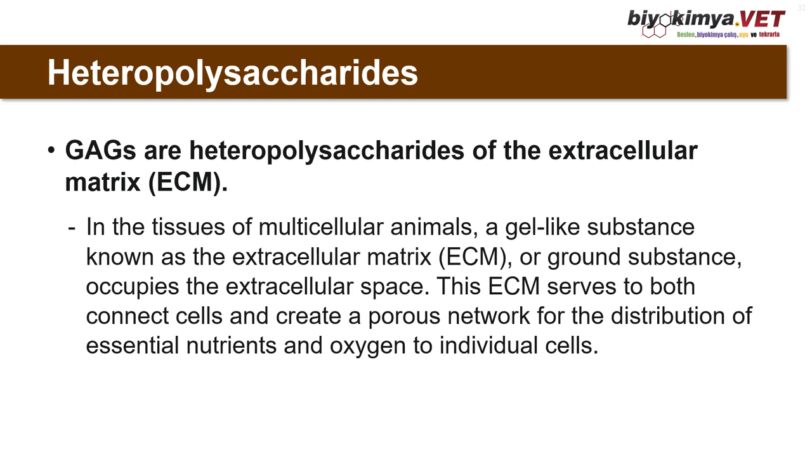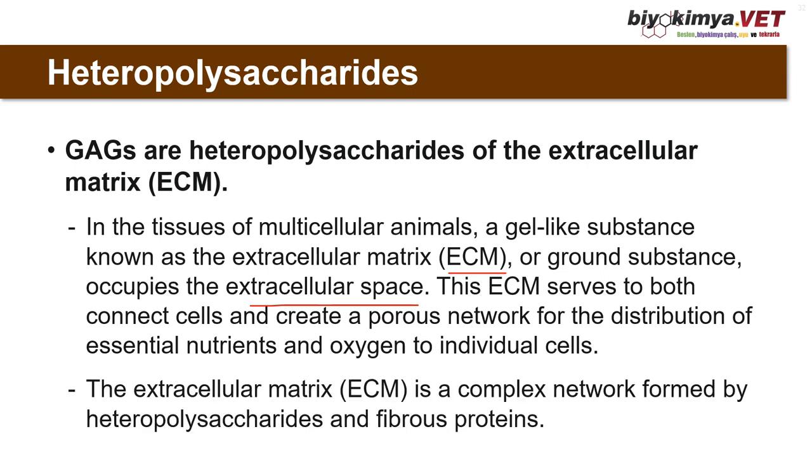In the tissues of multicellular animals, there is a gel-like substance known as the extracellular matrix or ground substance. It occupies the extracellular space, shortly ECM. This ECM serves to both connect cells and create a porous network for the distribution of essential nutrients and oxygen to individual cells. The extracellular matrix is a complex network formed by heteropolysaccharides and fibrous proteins. So the extracellular matrix has a crucial function, and it consists of glycosaminoglycans as heteropolysaccharides.